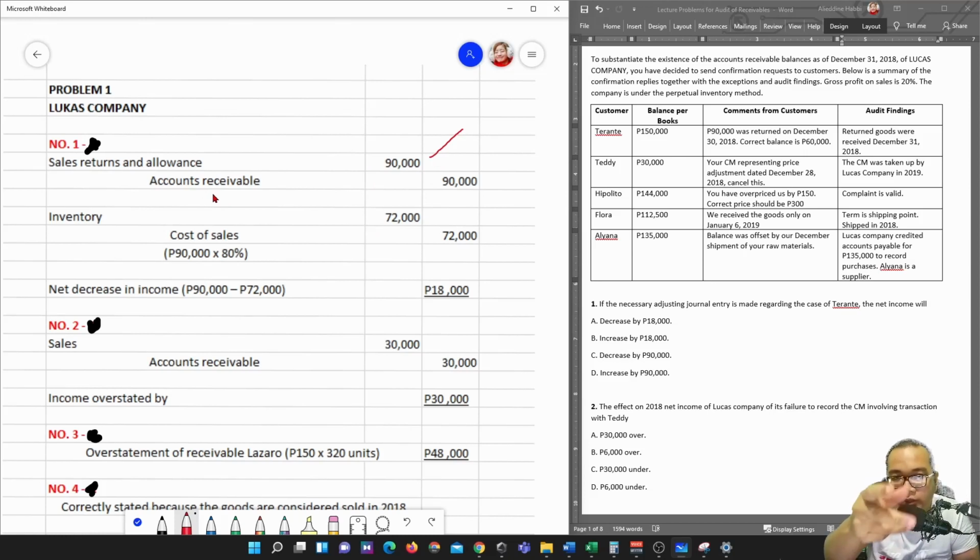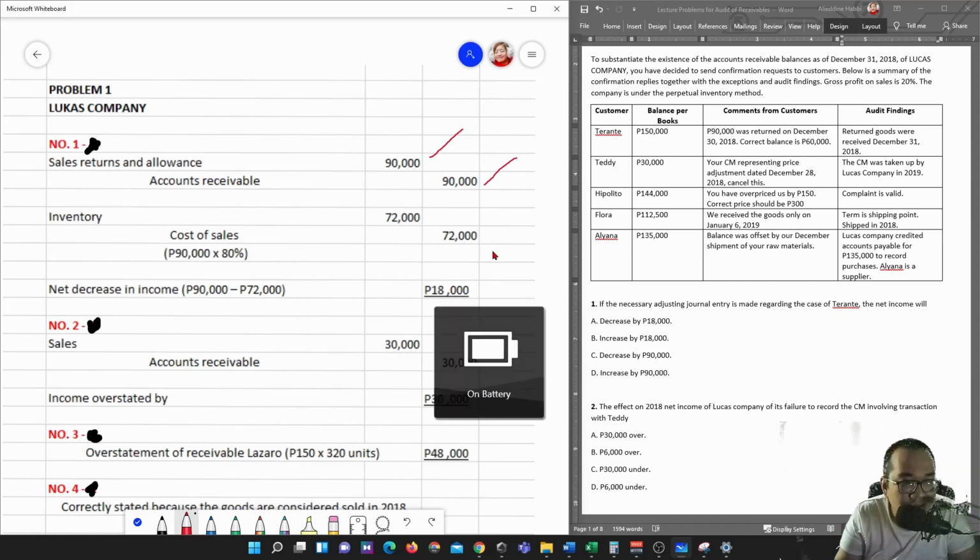Accounts receivable, siyempre, ibawasan mo yun sa kanya kasi nga sinauli yung goods. So yan, 90K rin. Ngayon, sa inventory naman, okay, chicken, nag-black out.